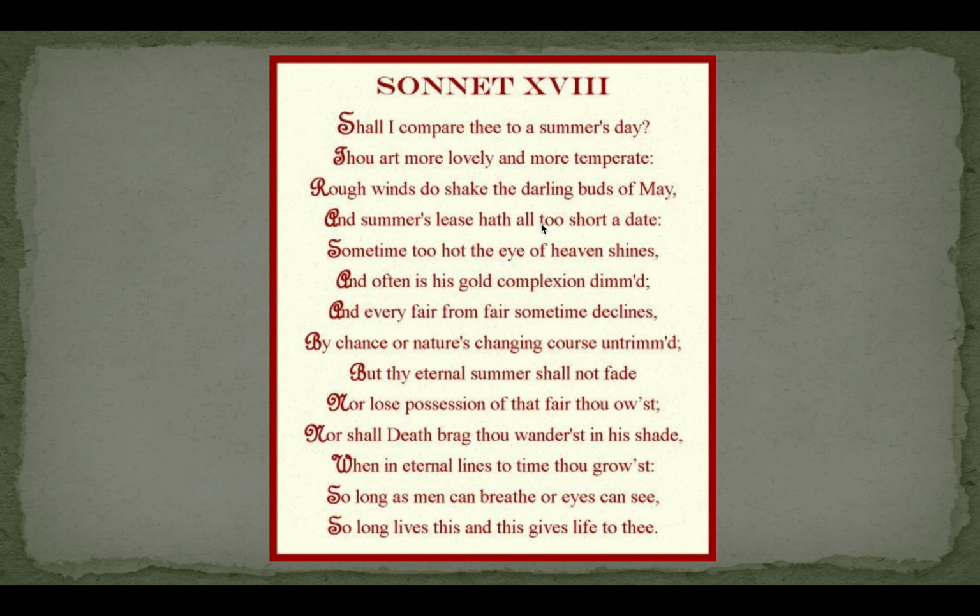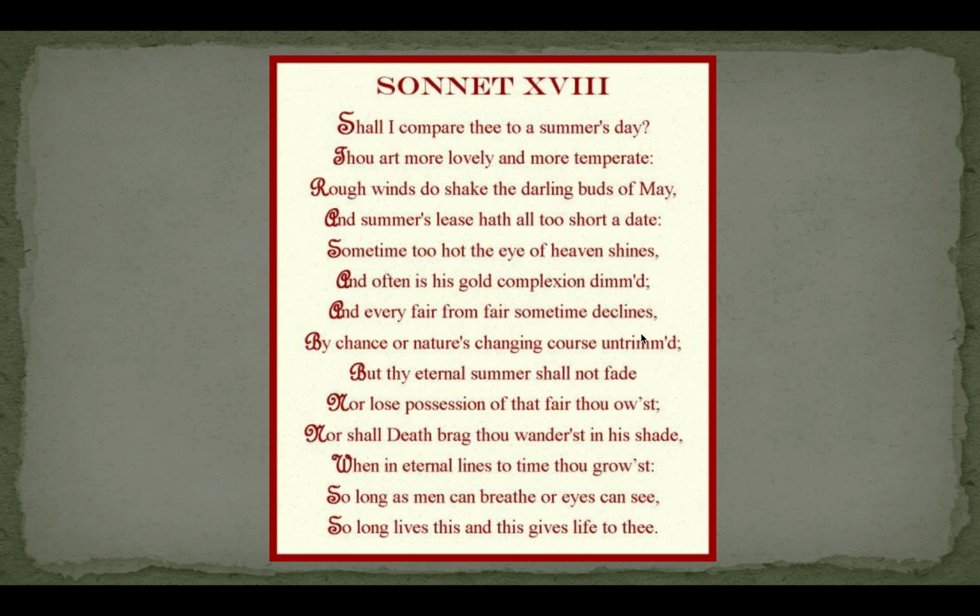Oh, here we have a nice image. The eye of heaven. "Sometime too hot, the eye of heaven shines." What is the eye of heaven? Well, it's the sun, of course. And so we have this also referring to the sun, another summertime image or metaphor going on here. Gold complexion, of course, the sun is golden or yellow. Okay, so we've got these images here.